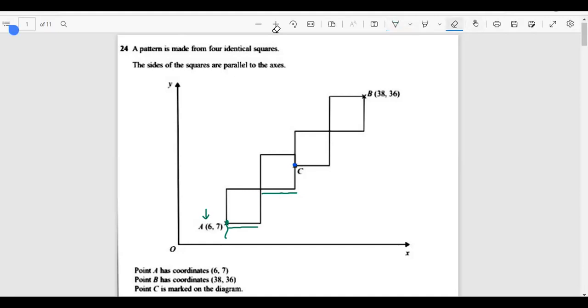squares in the middle. So you can do 32 divided by 4, which is 8. So one square must be 8. So all of them are of 8. Right. So this is clear.